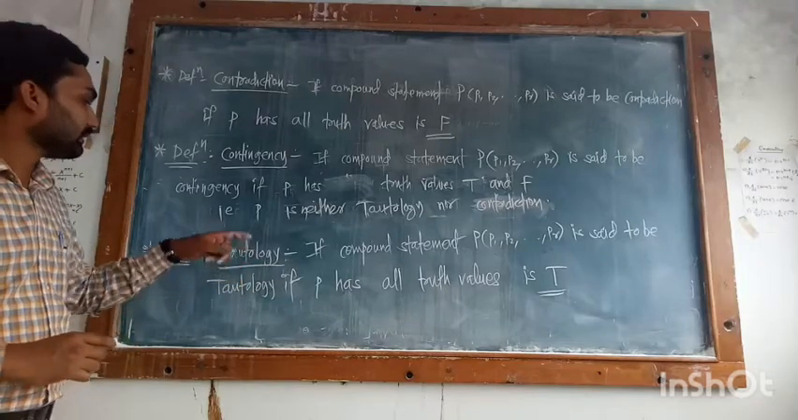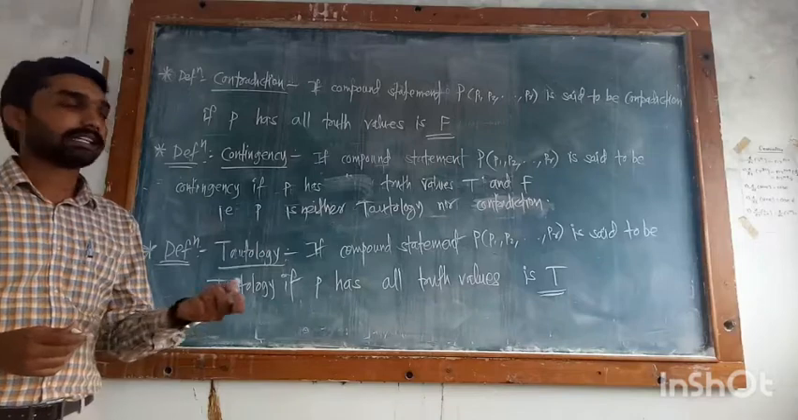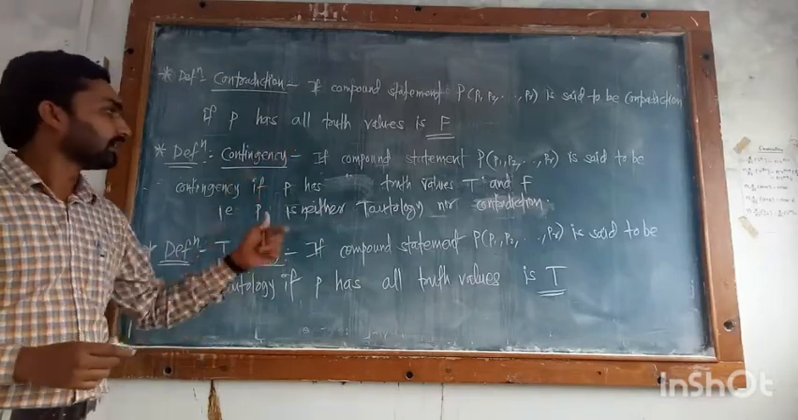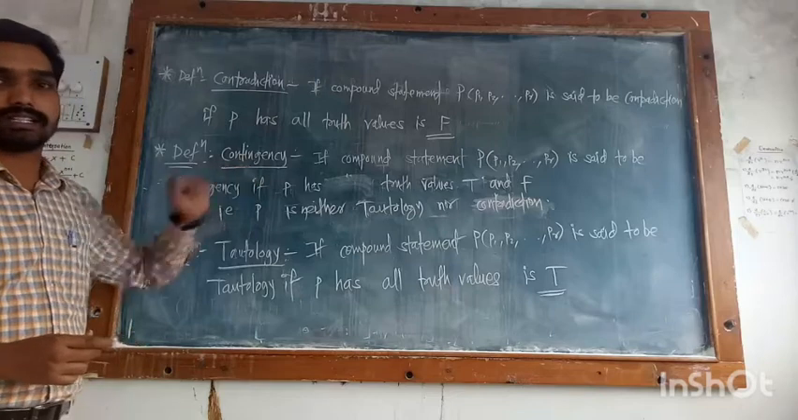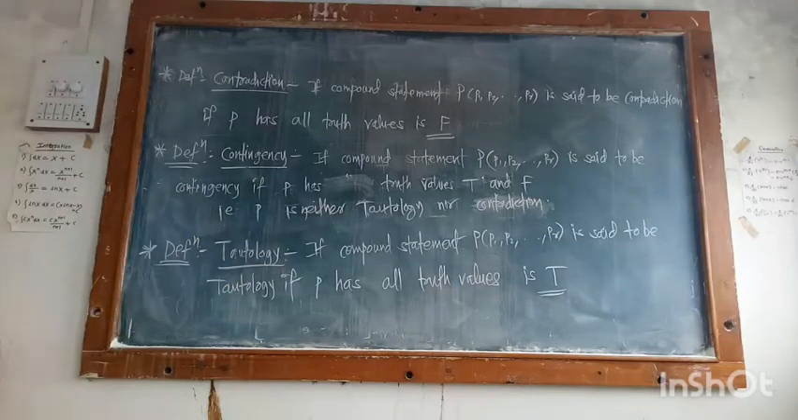If a statement is neither a tautology nor a contradiction, that means in your truth table both values T and F appear, then your statement is said to be a contingency. Okay. So let us take the example.